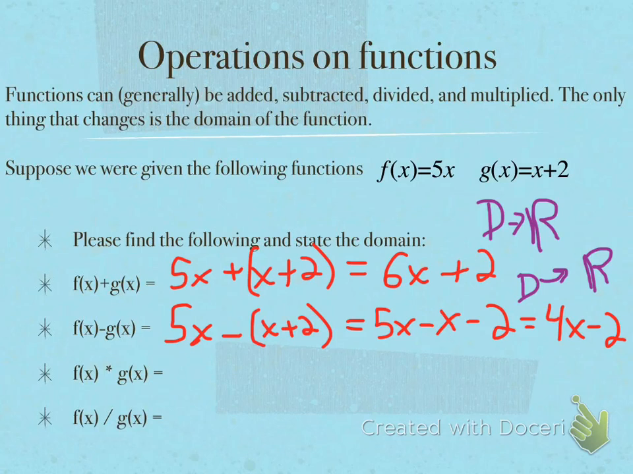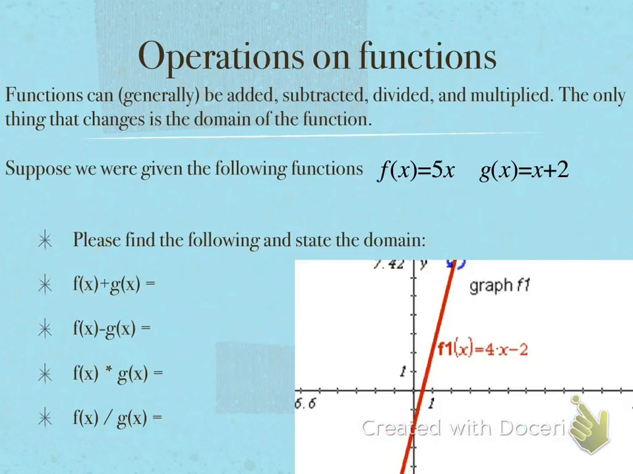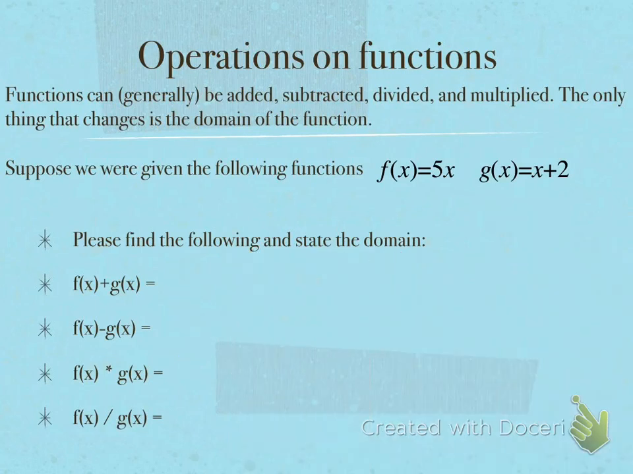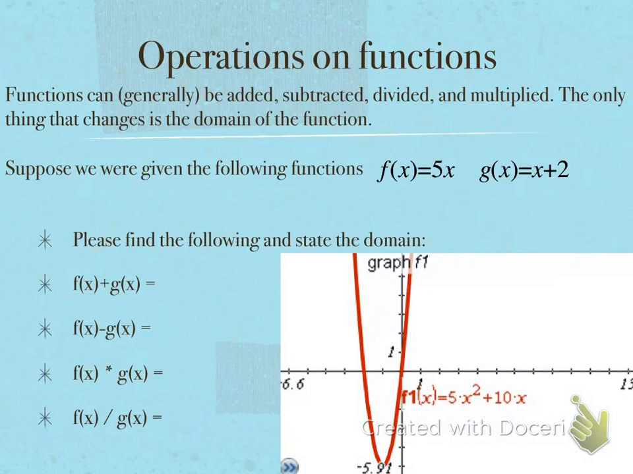F times g just means I'm going to take the entire function f and multiply it by the entire function g. So I'm going to take 5x and multiply it by x plus 2. Then I've got to simplify. I'm going to distribute the 5x, and I'm going to get 5x squared plus 10x. Let's look at the graph. Here's 5x squared plus 10x. It's a quadratic function just like we thought. The domain is also all real numbers.